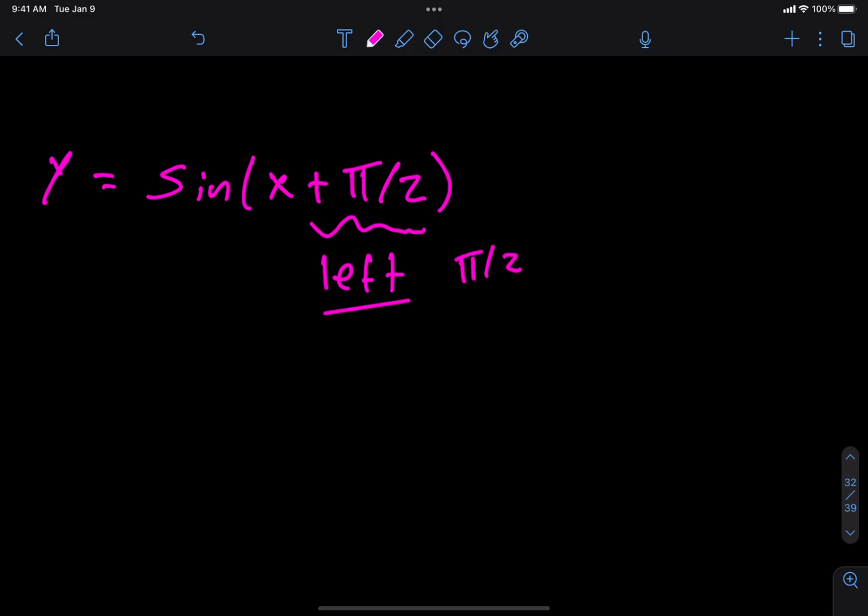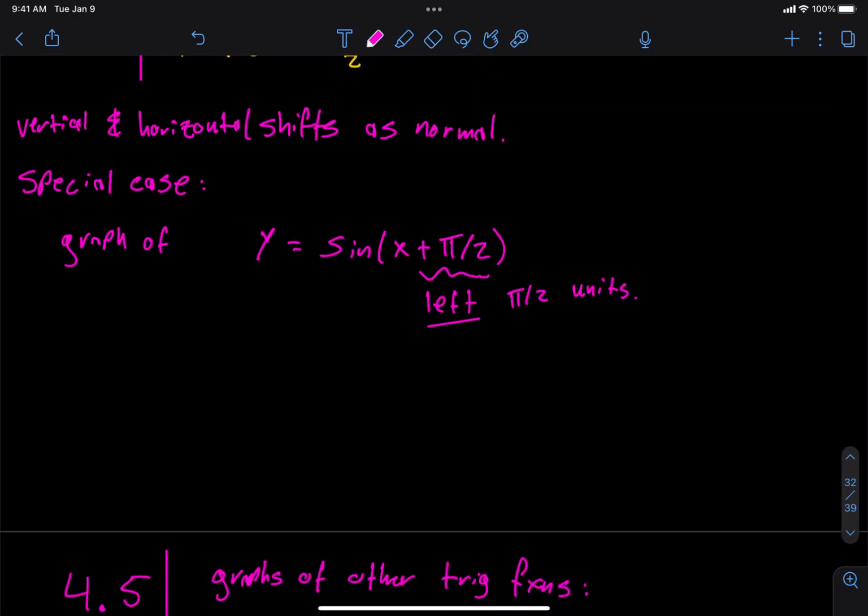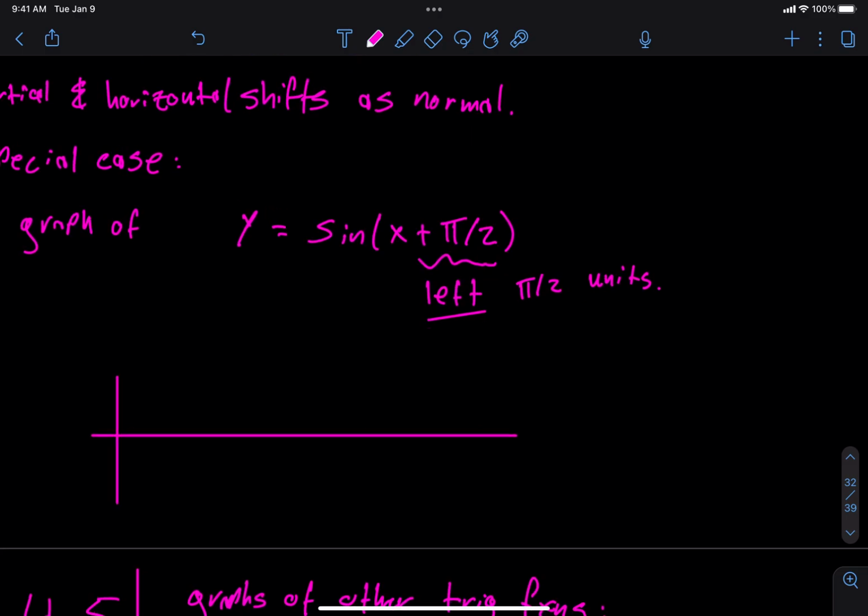Pi over 2 units, something like that. Okay, so if I have a plus, I got to go to the left. So what is this going to be? This is going to be the graph of sine, but I'm going to move everything to the left pi over 2 units.